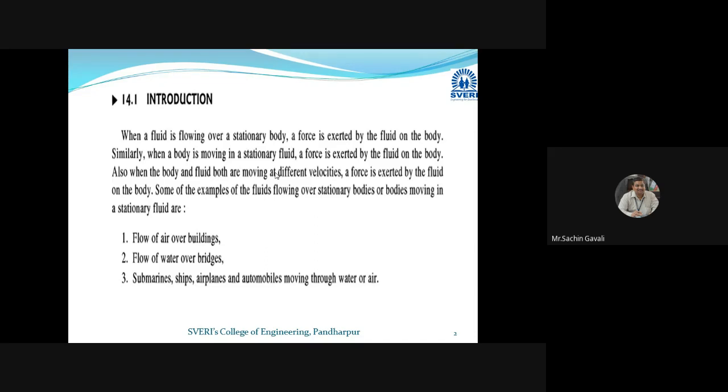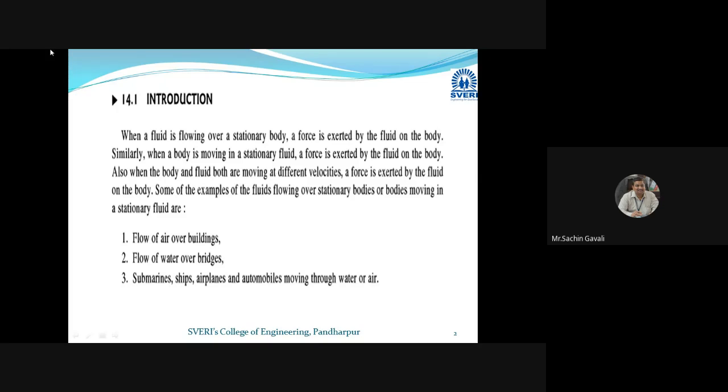But here, in general, whatever objects are there, they may be stationary objects submerged in the fluid, or objects moving in a stationary fluid. Many conditions can apply. Sometimes the object is stationary and the fluid is moving, or sometimes both are moving. In all these cases, the fluid has a tendency to exert a force on that particular object. What kind of forces are there, and how we can resolve them, we are going to see.